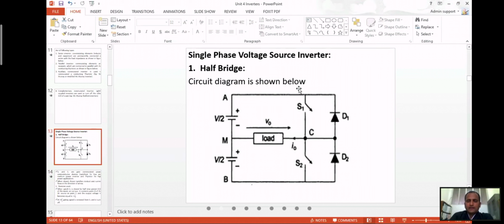If you just remember, you might have seen a similar type of circuit diagram in the other units that we have covered. There are two switches, S1 and S2, and if S1 is switched on, there will be a flow of current from A to C, as indicated on this diagram.